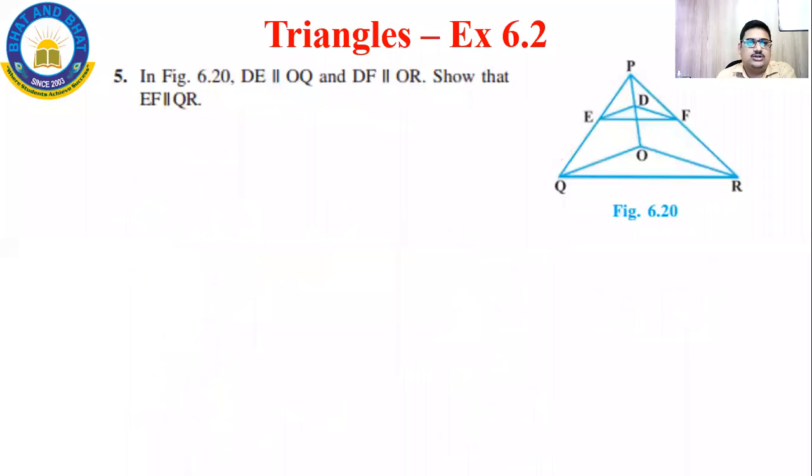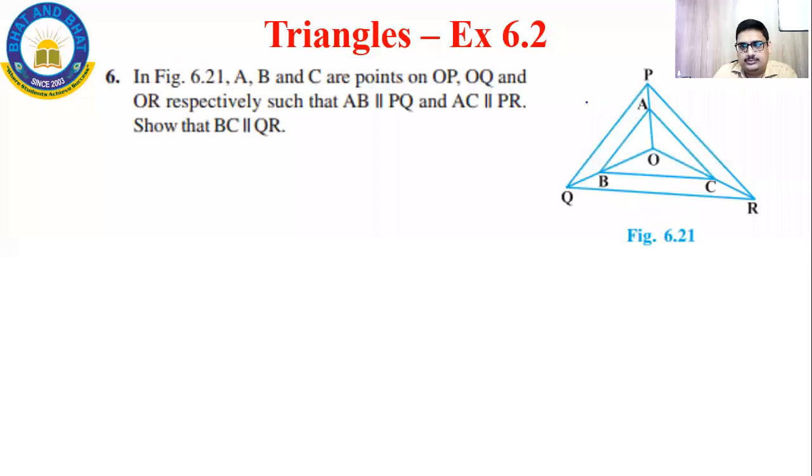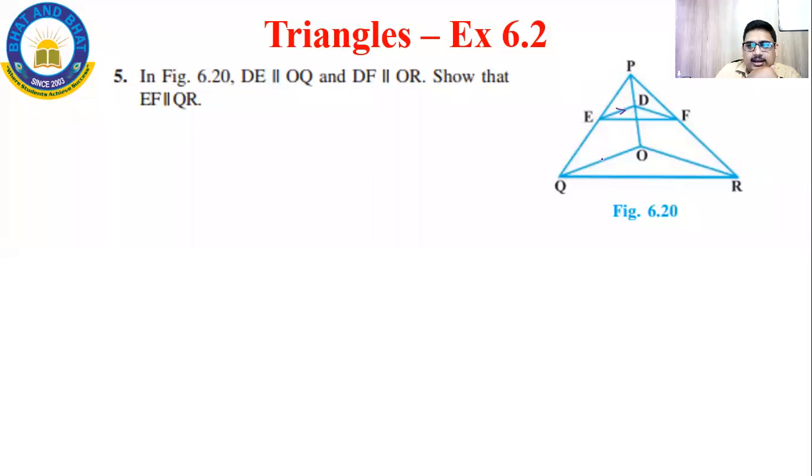Okay, let's go to the next question then. So this is the fifth question. In figure 6.20, DE is parallel to OQ and DF is parallel to OR. Show that EF is parallel to QR. So what do I have to show? EF is parallel to QR. This is what I have to prove.